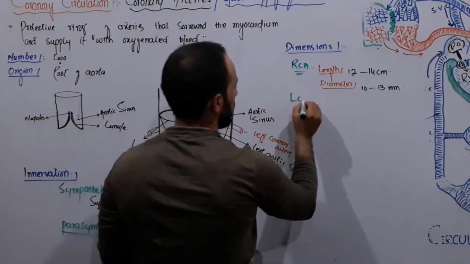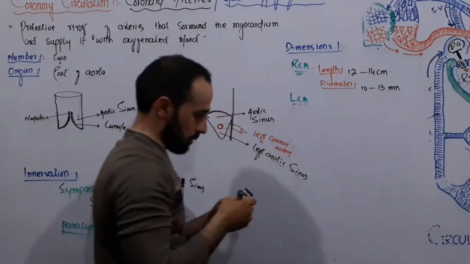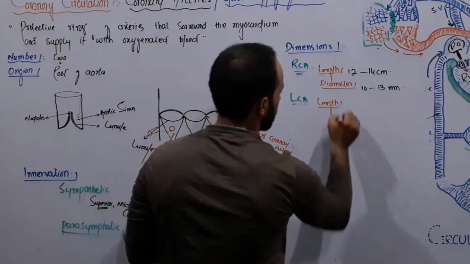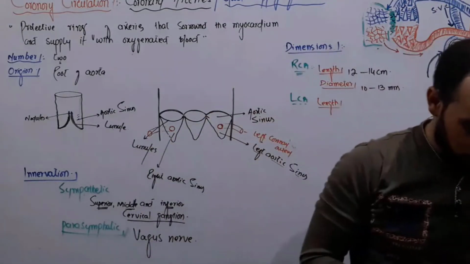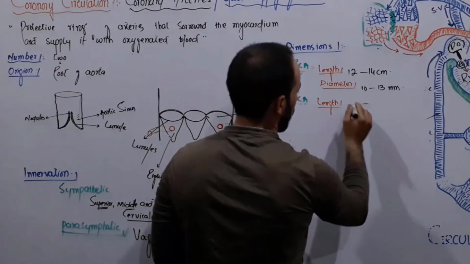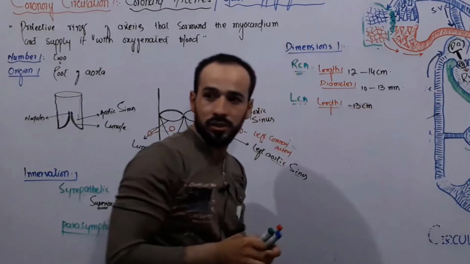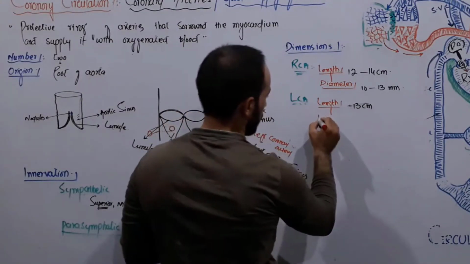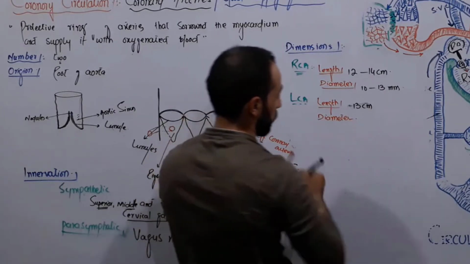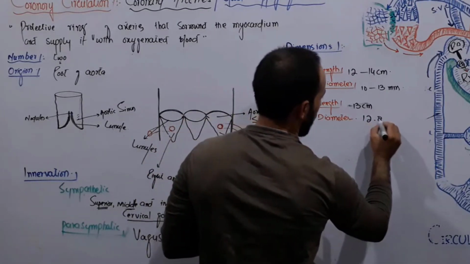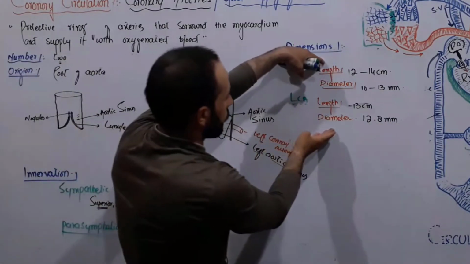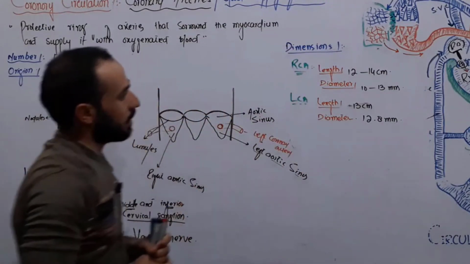And then about the LCA, the left coronary artery, its length is about 13 centimeters. Yes, its length is about 13 centimeters, and its diameter is about 12.8 millimeters. Right? These were the dimensions of the right and left coronary arteries.